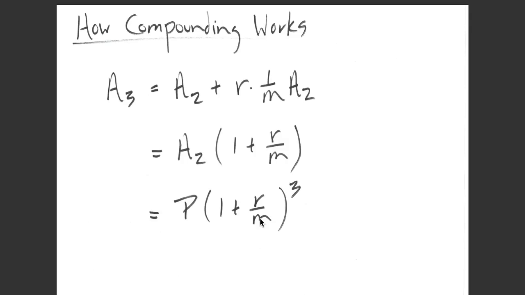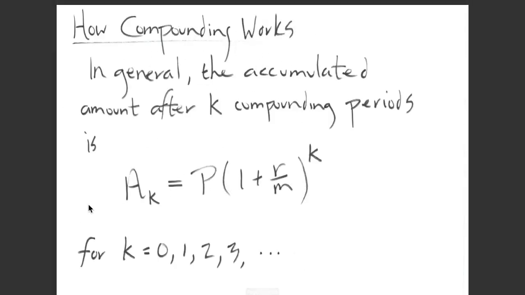So you see the pattern here. The amount accumulated after a certain number of periods is the initial principal times 1 plus r over m raised to the number of periods that you've been compounding. And so in general, this would be the idea. After k compounding periods, you have P times 1 plus r over m, all raised to the k power accumulated in your account. And here k could be either 0, 1, 2, or 3. It's an integer, right? Because k is the number of compounding periods that have elapsed.